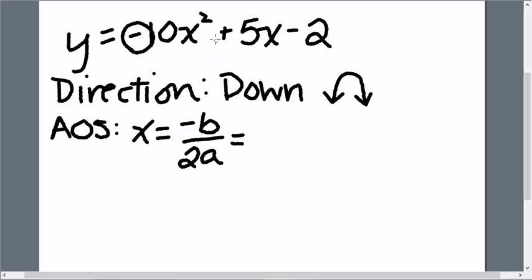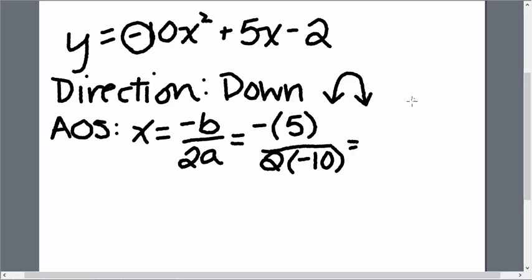Alright, now remember that your letters go A, then B, then C, and it keeps the sign. Don't forget that. So when we're plugging it in, I've got negative, now B is this positive 5 right here. So negative 5 over 2 times A. Now A is this first number, it's the whole negative 10.